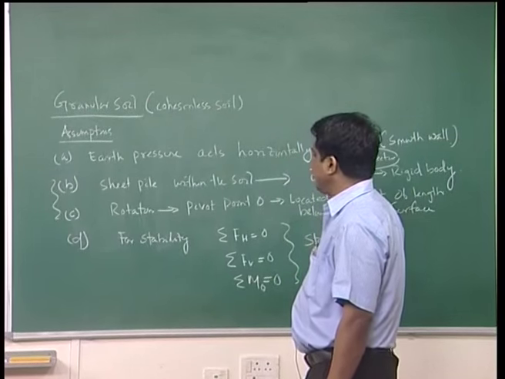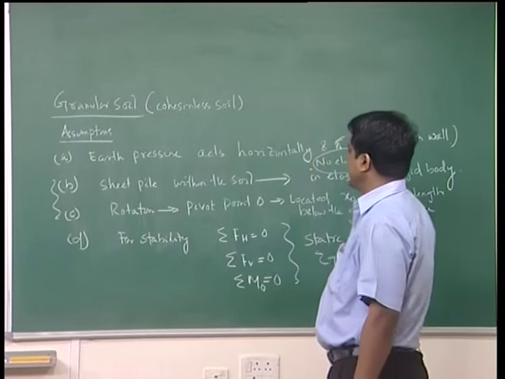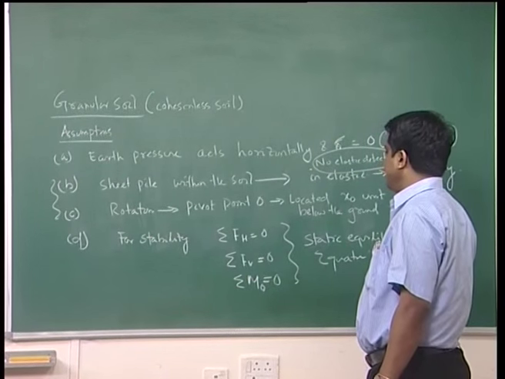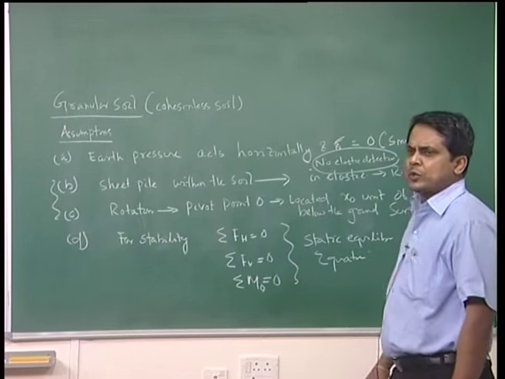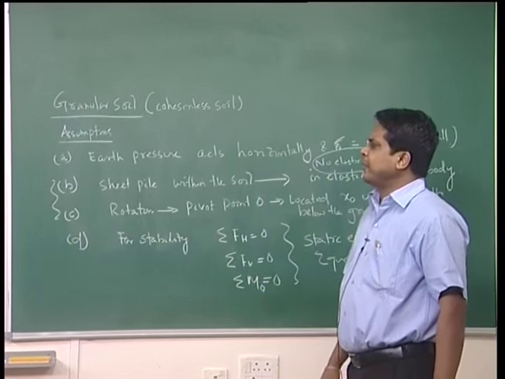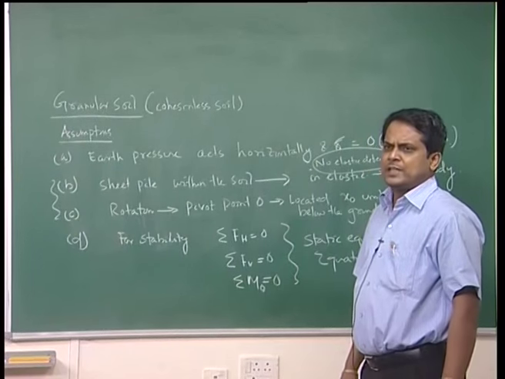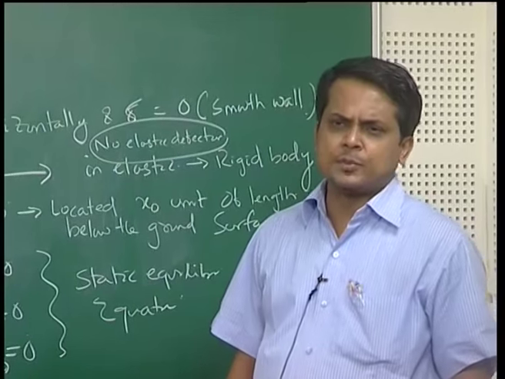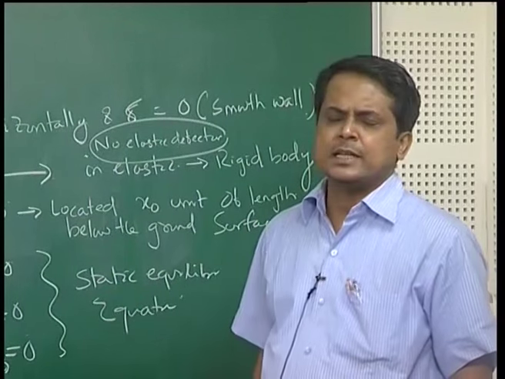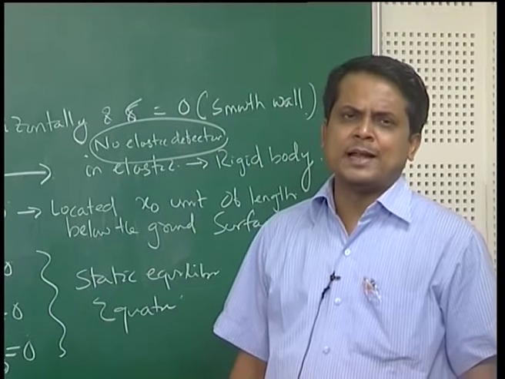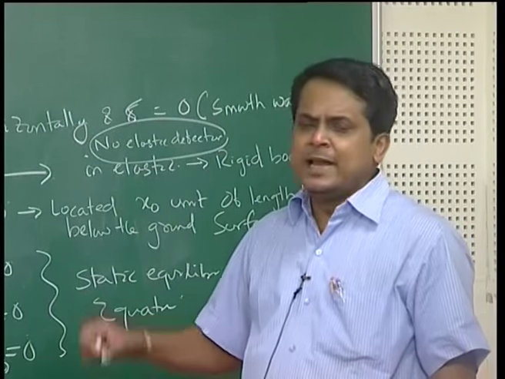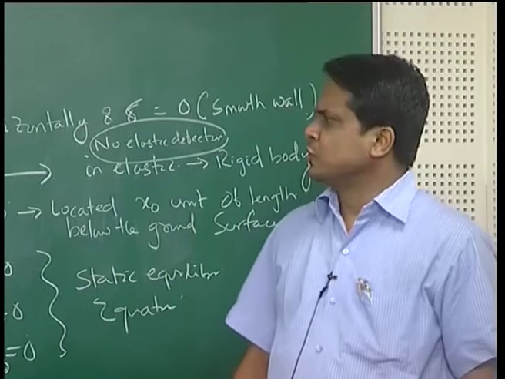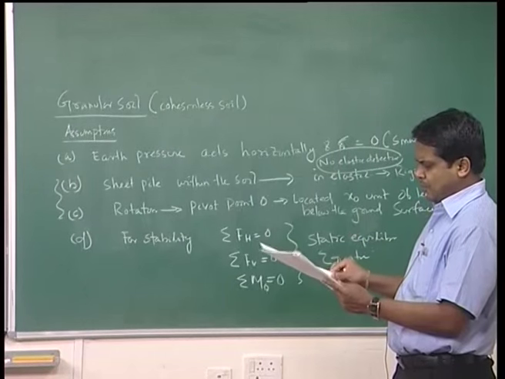Then the fourth one is your stability analysis. For stability analysis, factor of safety means forces in the horizontal direction, forces in the vertical direction, and moment about point O should be 0. This is called stability analysis. That means static equilibrium has to be applied and it has to be satisfied. Any imbalance force has to be balanced and put to 0, and you can get it. So, these are all four assumptions.